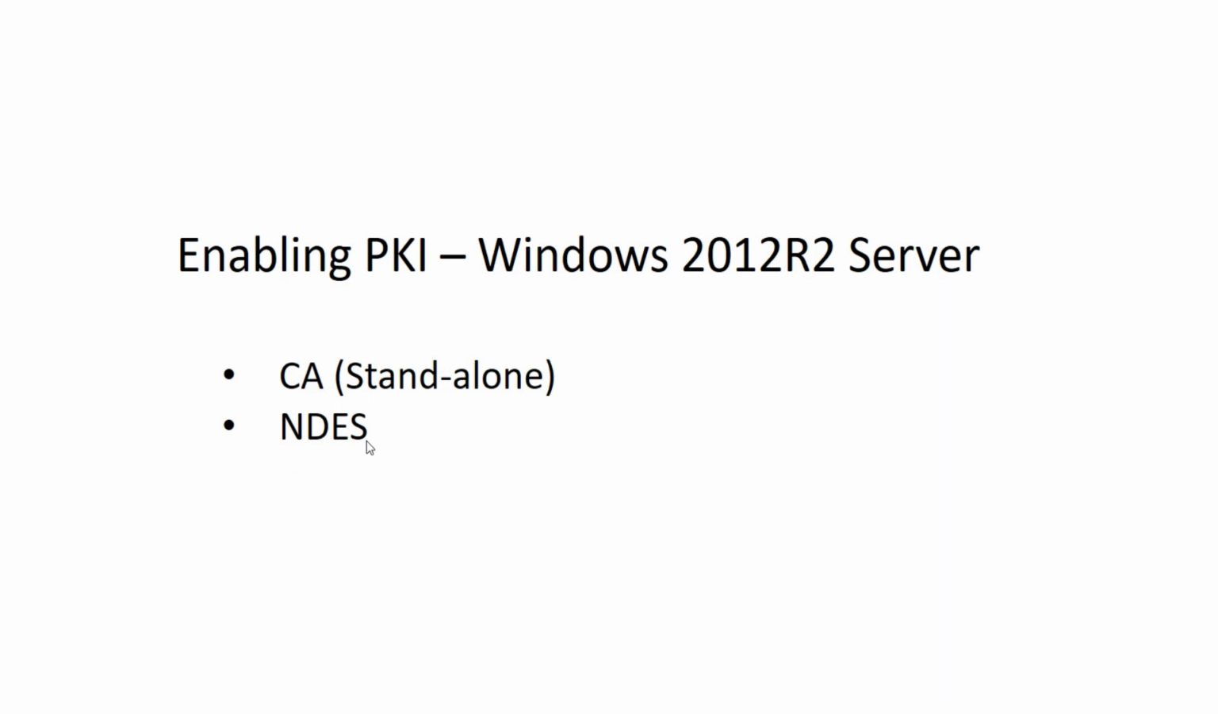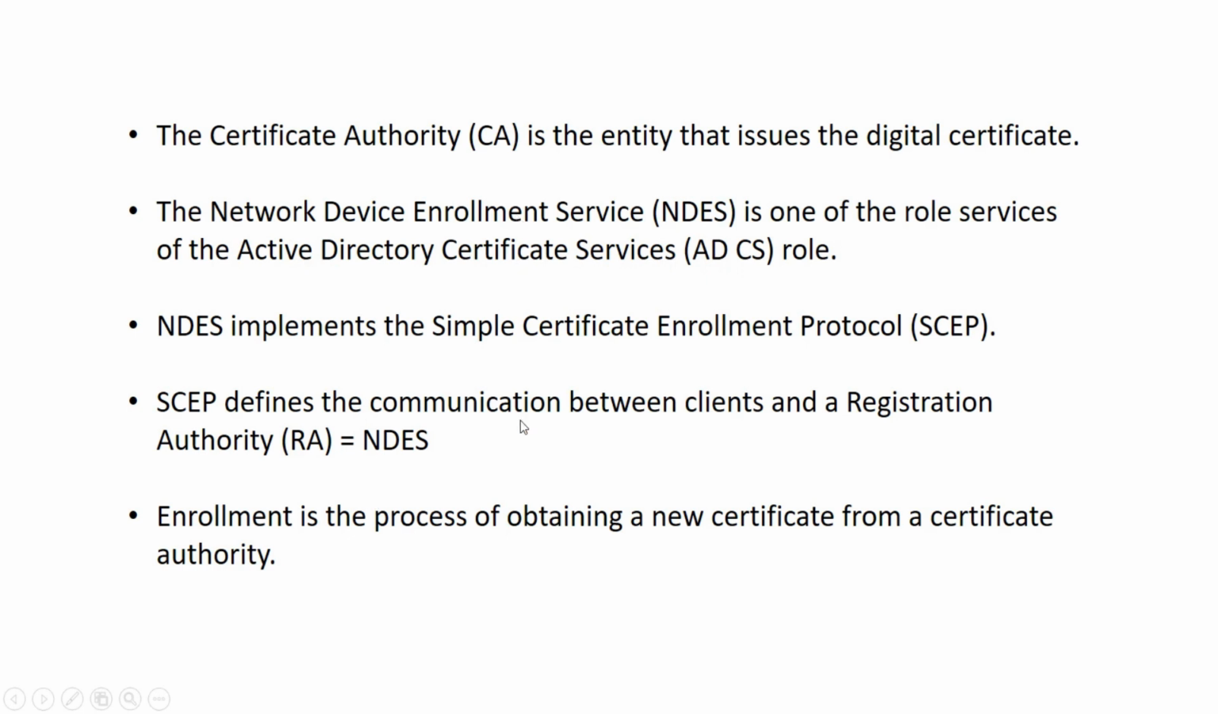So before we start configuring the server, let's quickly revisit certain acronyms and entities that are going to be involved in issuance of digital certificates and distribution of those. As the name suggests, the certificate authority is the entity that issues digital certificates. The network device enrollment service, and don't forget we are enabling CA plus NDES on the same Windows server, is one of the role services of the Active Directory Certificate Services role.